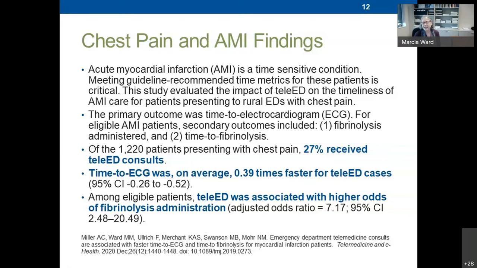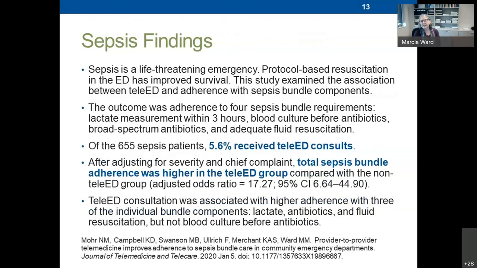Next slide. We find something similar for sepsis. CMS has a sepsis bundle. It's 4 components to it. Again, here, look at the really low rates of tele-ED consult, and so it actually being activated. There's some challenges to diagnosis of sepsis in the emergency department. However, in the patients where it was activated, we found there was higher adherence to the bundle and higher adherence to 3 of 4 of components of the bundle in the patients that received the tele-ED consult.